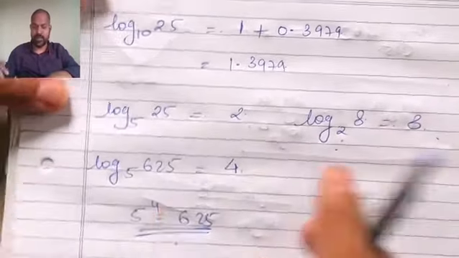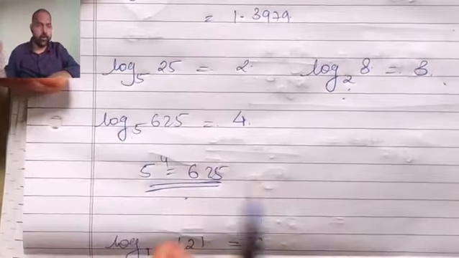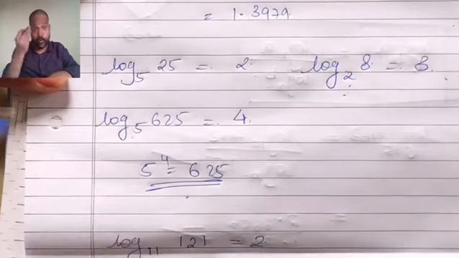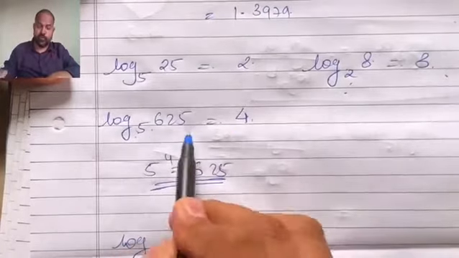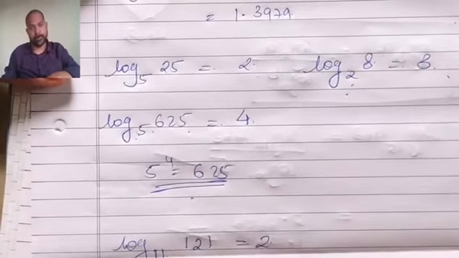So 3. Log of 625 to the base 5, I don't need a log table. I don't need rocket science to understand this. That 5 raised to 4 gives me a 625. Then the answer is 4.